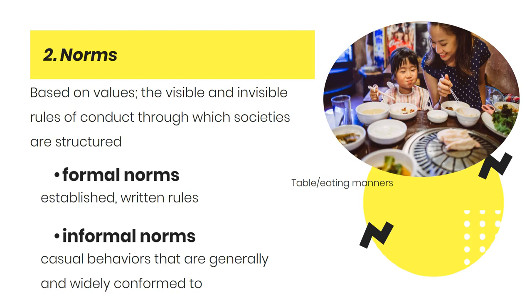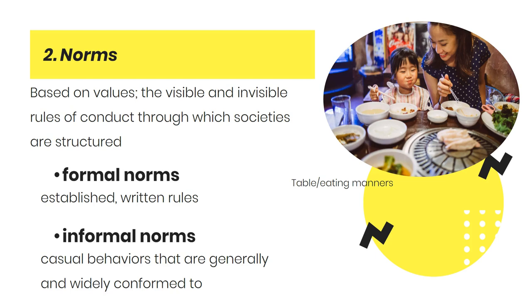The second element of culture is norms, which are based on values. They are the visible and invisible rules of conduct through which societies are structured. There are two types of norms. Formal norms are established, written down, and supported by an institution. Informal norms are casual behaviors that are generally and widely conformed to.